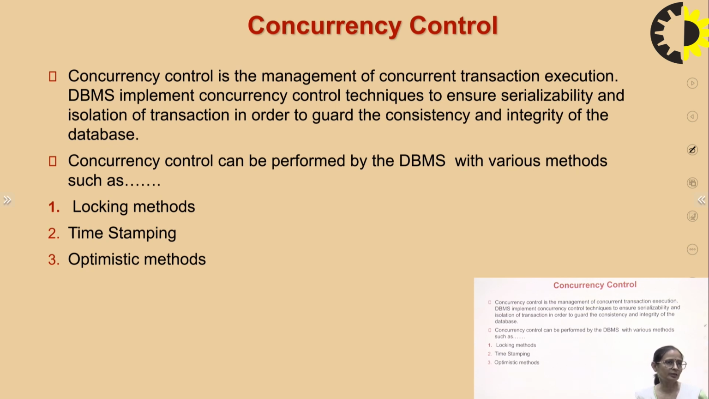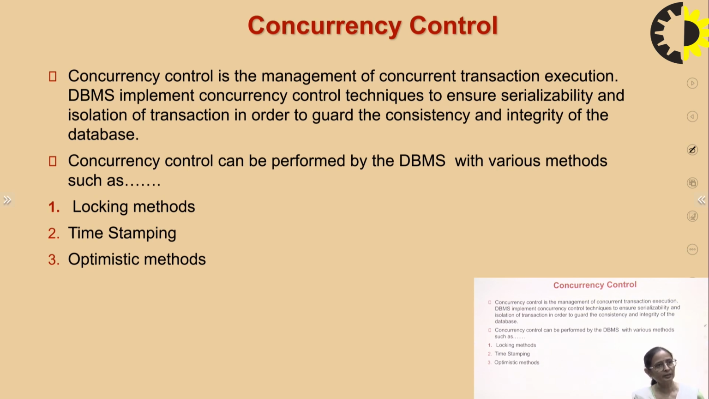Concurrency control is the management of concurrent transaction execution. A DBMS implements concurrency control techniques to ensure serializability and isolation of transactions, in order to guard the consistency and integrity of the database. So in serializability, we ensure isolation, and in concurrency control, we ensure that the consistency and integrity of the database remain the same.